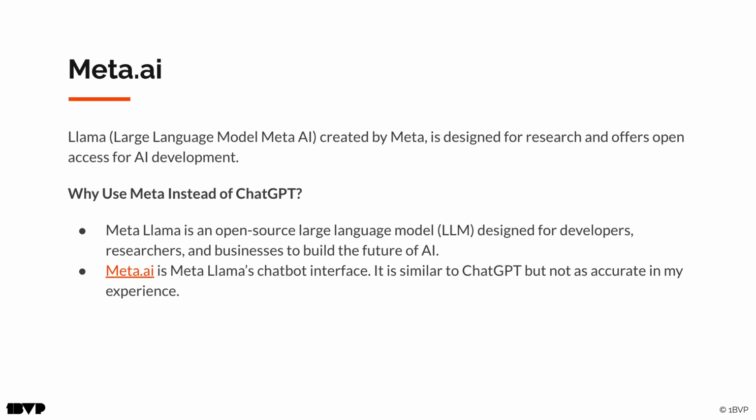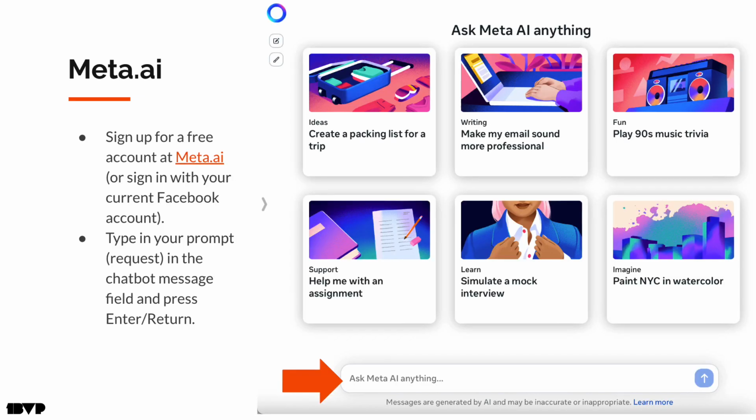Meta Llama is an open-source large language model designed for developers, researchers, and businesses to build the future of AI. Meta.ai is Meta Llama's chatbot interface. It is similar to ChatGPT, but not as accurate in my experience. Sign up for a free account at Meta.ai or sign in with your current Facebook account. Type in your prompt in the chatbot message field and press Enter or Return.